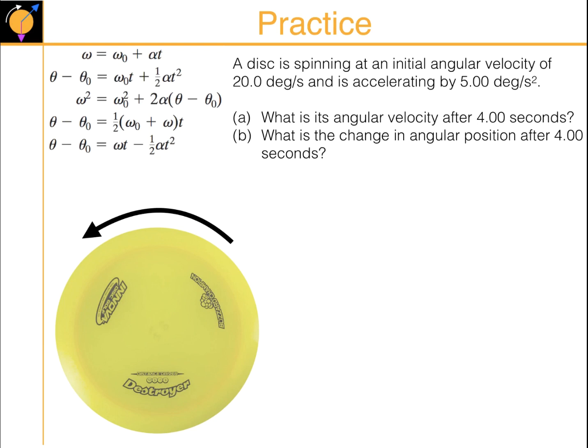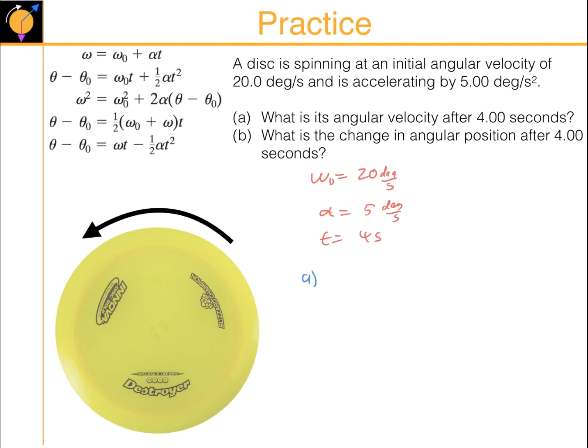So let's write down what we know real quick. So we know that the initial angular velocity is 20 degrees per second. I'll just write it in degrees per second. The angular acceleration is 5 degrees per second squared. And the amount of time that we're going to be looking at is t equals 4 seconds.